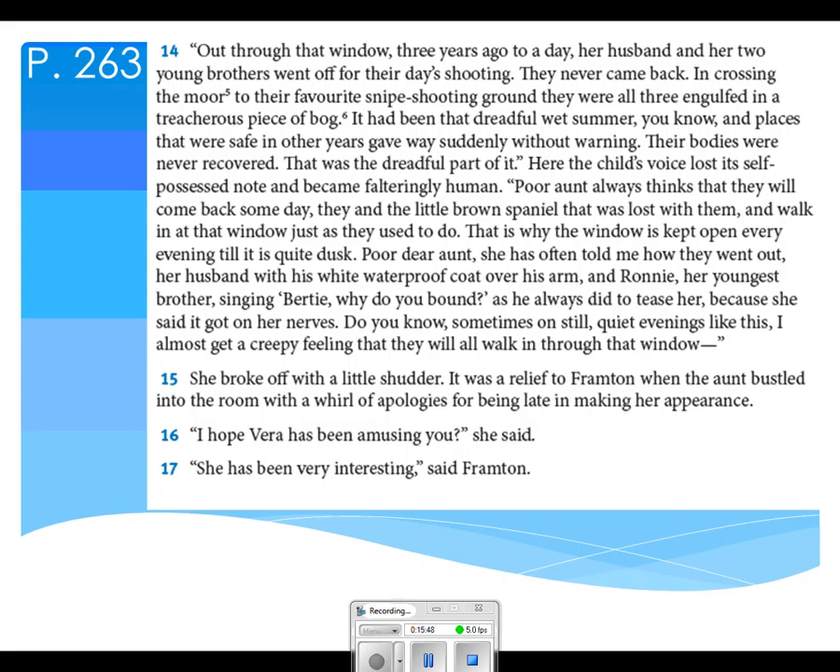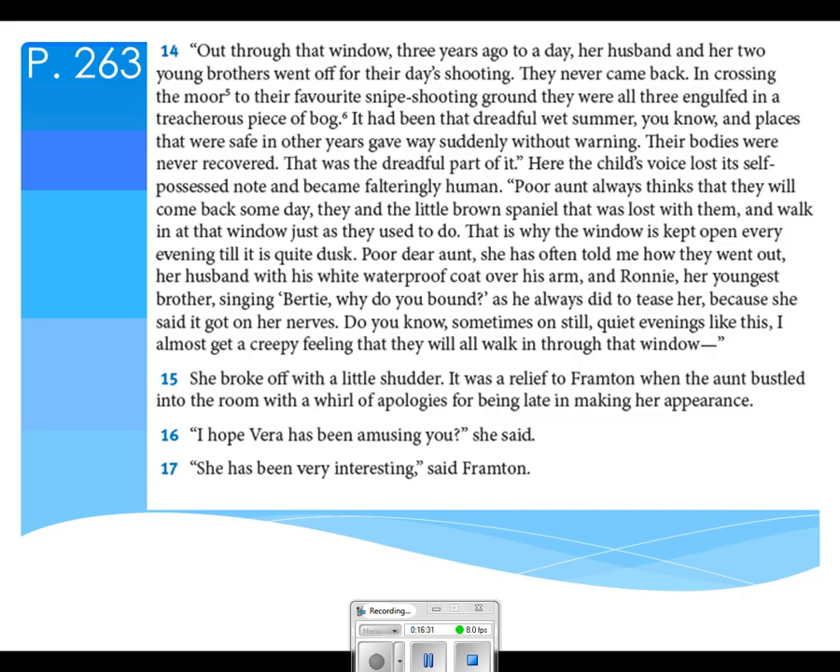Out through that window, 3 years ago to a day, her husband and her 2 young brothers went off for their day shooting. They never came back, and crossing the moor to their favorite snipe shooting ground, they were all 3 engulfed in a treacherous piece of bog. It had been the dreadful wet summer, you know, and places that were safe in other years gave way suddenly without warning. Their bodies were never recovered. That was the dreadful part of it. Here the child's voice lost its self-possessed note and became falteringly human. Poor aunt always thinks that they will come back someday.